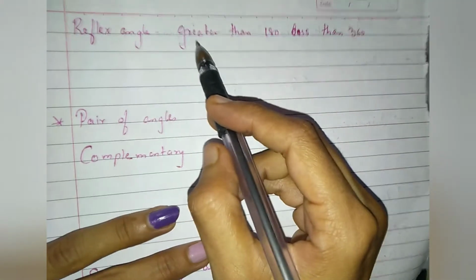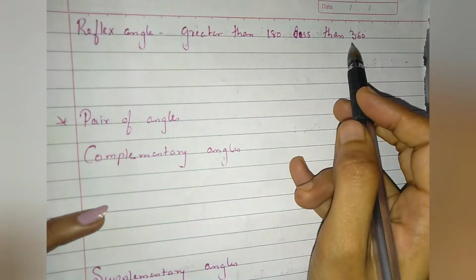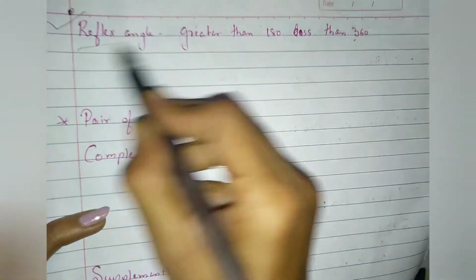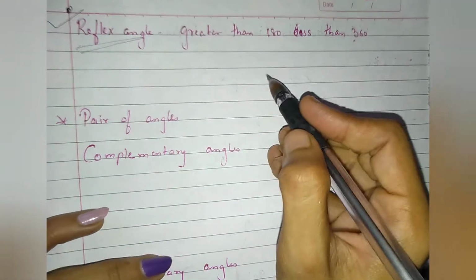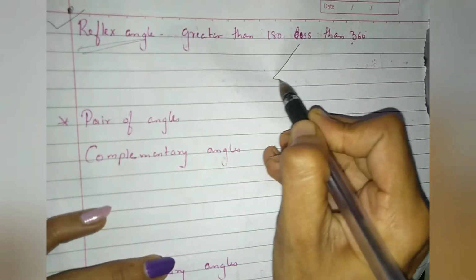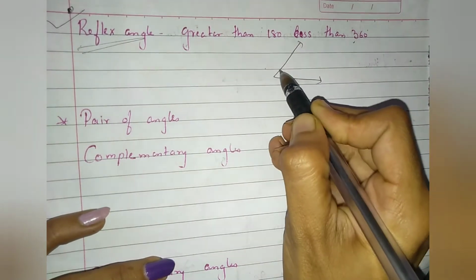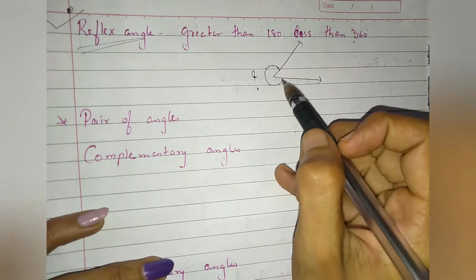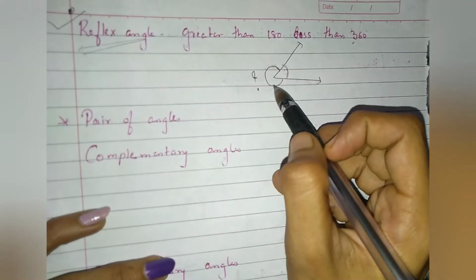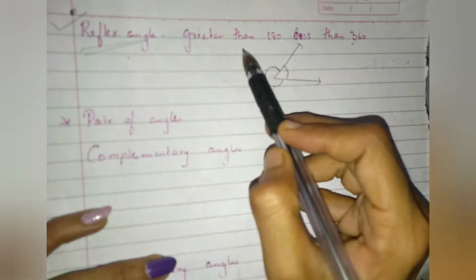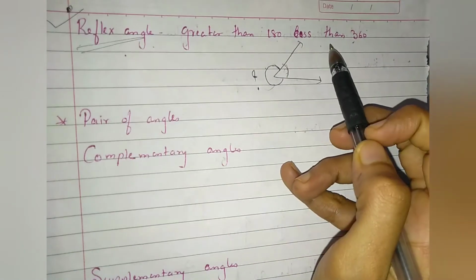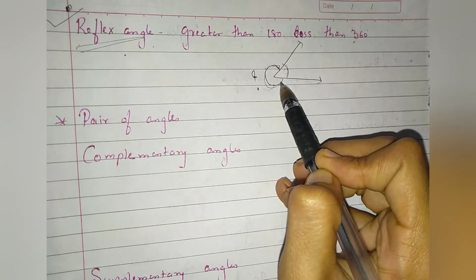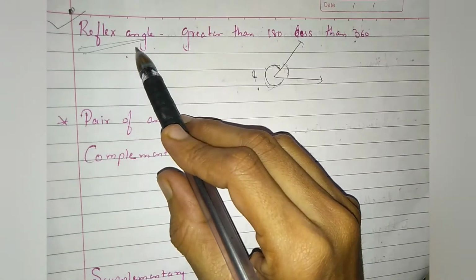Reflex angle means greater than 180 and less than 360. In this chapter this is important. Reflex angle, so many times they ask. See, like this way, if your angle is there and you have to find this one, this is your inner angle, this is outer. Reflex angle is greater than 180 and less than 360.